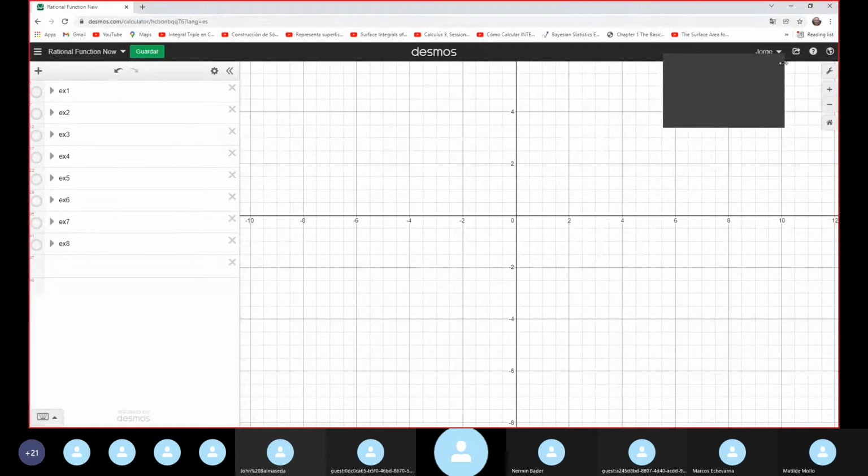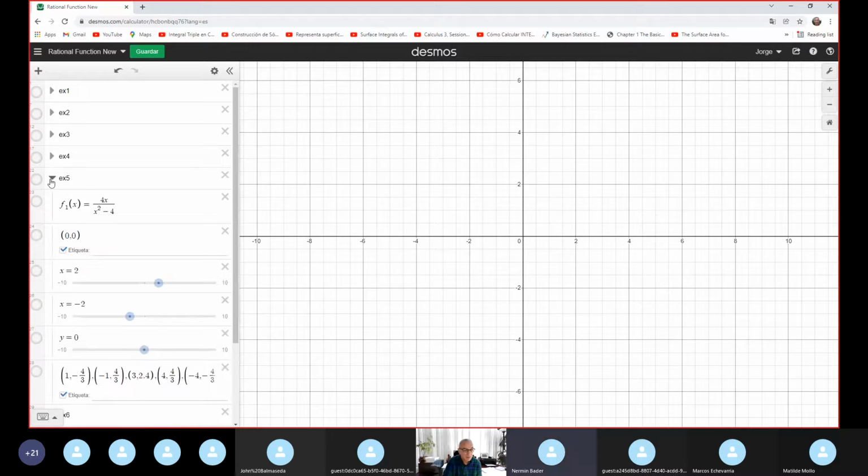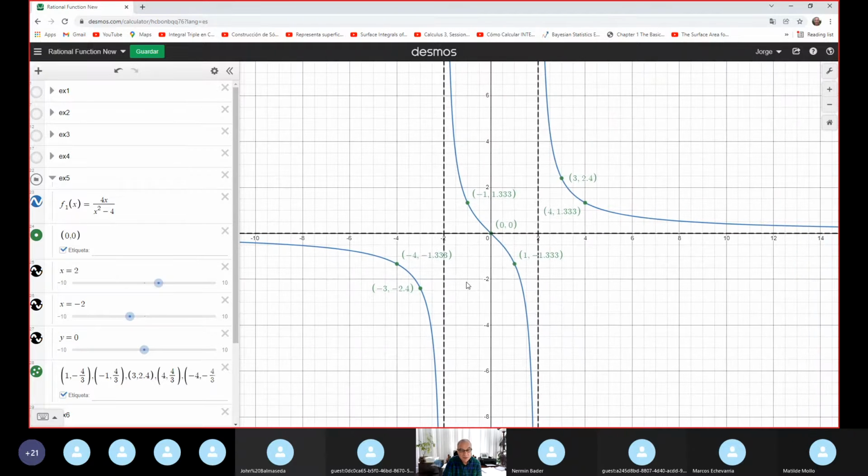Do you see them? Okay. Look at this example 5. I call it sample 5. Look. This is complete analysis, you know. We have 2 vertical asymptotes. Look at that. And 2. And -2. We have 1 horizontal at 0.